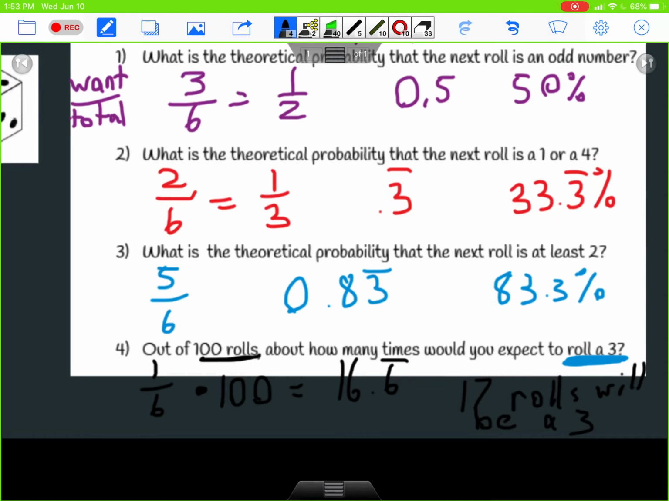That's the only new thing we're doing today, this number 4 here. Like I said, your first step is you want to get your fraction. This one they were saying, roll a 3. My fraction for rolling a 3 is 1 out of 6. And then they say I'm going to roll 100 times. So I take that fraction I just got and I multiply it by 100.